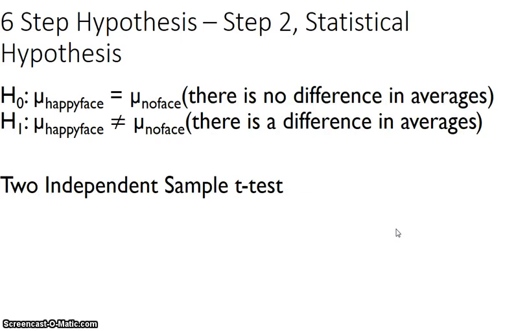Step 2 is to write our null hypothesis. There is no difference in the mean tip percentage for both groups, and our alternative hypothesis, that there is a difference in tip percentage for both groups. Because the groups happy face, no happy face are independent, we need to have two separate means, two mu's. Thus, our completed step 2 includes identifying that we'll be using the two-sample independent t-test.